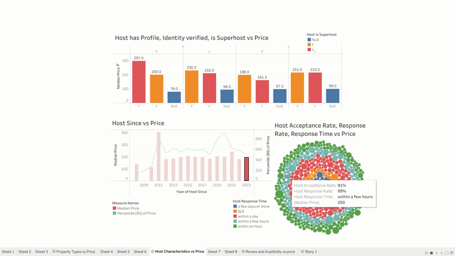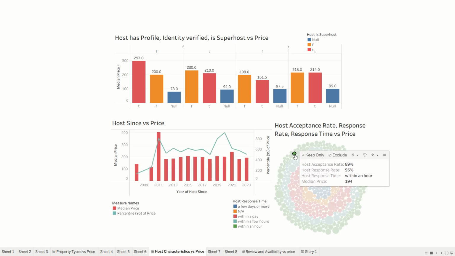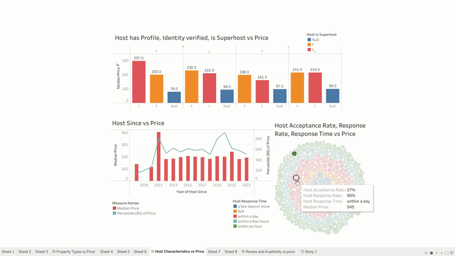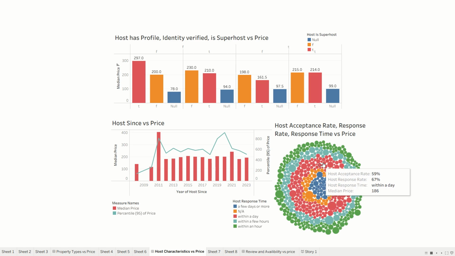The bubble chart visualizes response, where response rate, acceptance rate, and response time are shown. Hosts who respond quickly and maintain a high acceptance rate tend to command a higher price compared to those who do not. Together, this finding shows that guests are willing to pay a premium for personal trust and reliability, and a host who has experience and reputation is a valuable price driver. Hence, trust, professionalism, and responsiveness play a strong role in pricing.